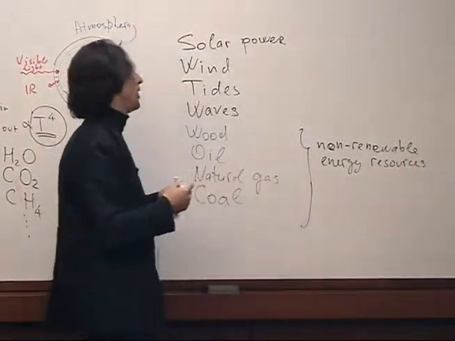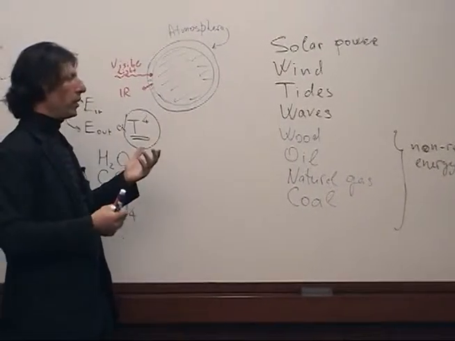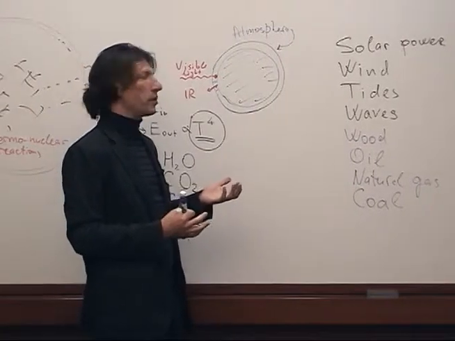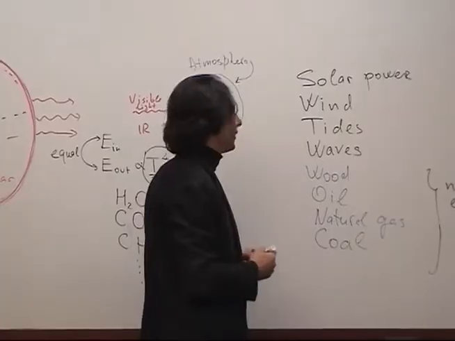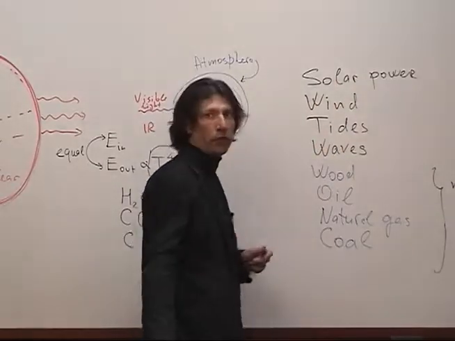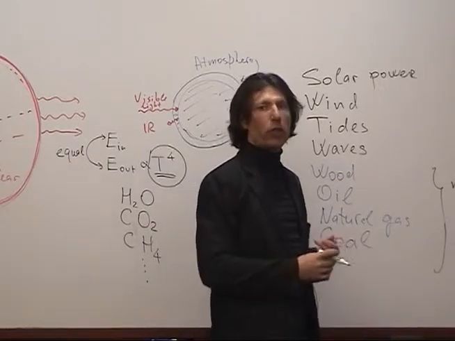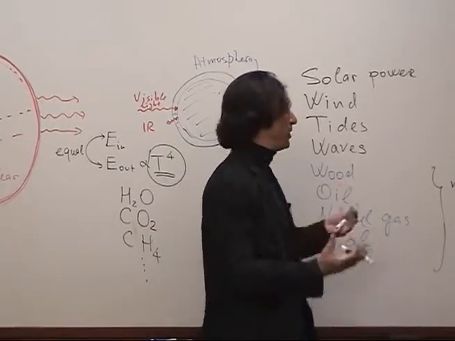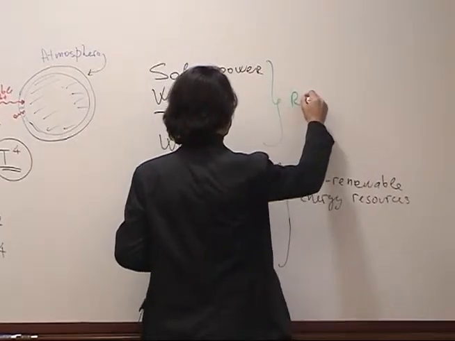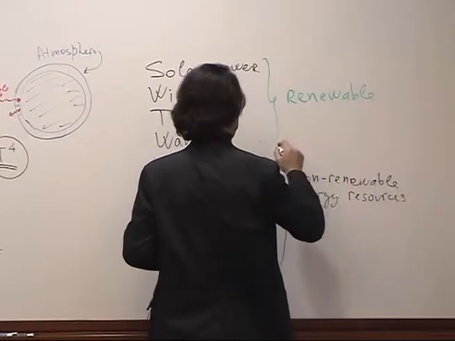So the reason for the name is a little bit of a misnomer. They are renewable, but we use them up much faster than any natural processes that can renew them. On the other hand, solar power, wind, tides, and waves can be used for energy production without depleting these resources. So these are renewable energy resources.